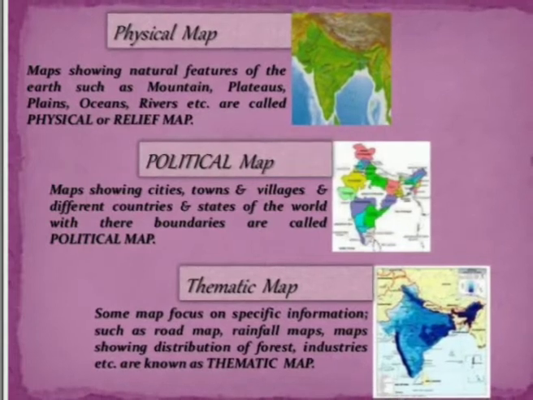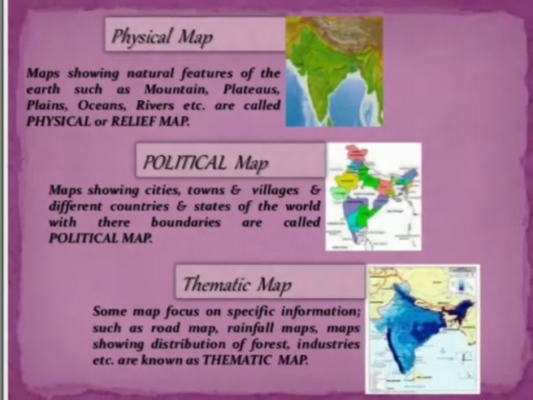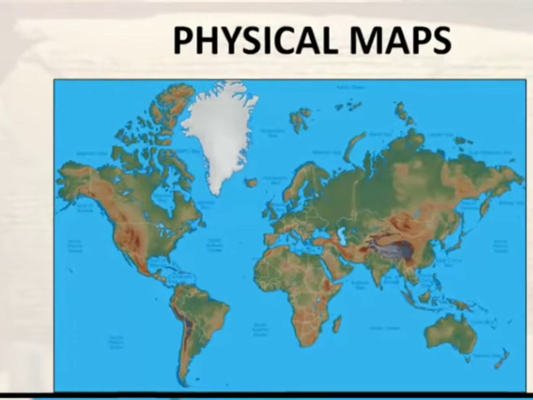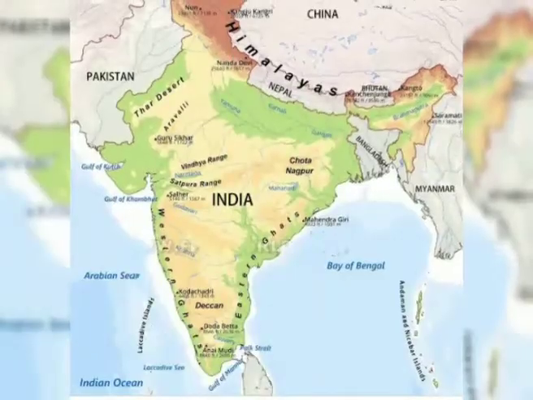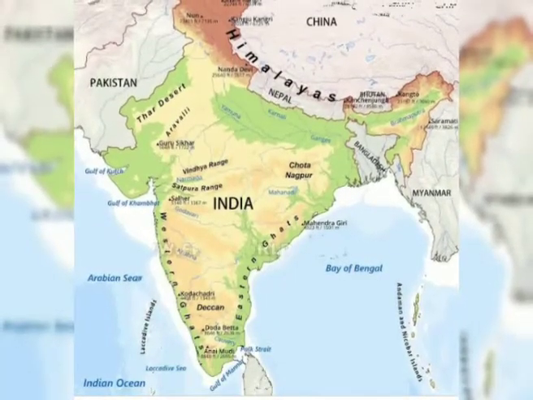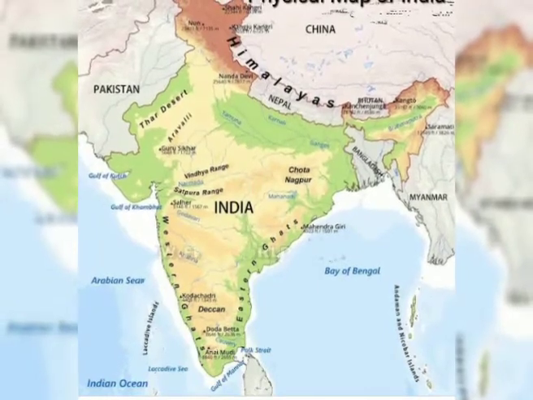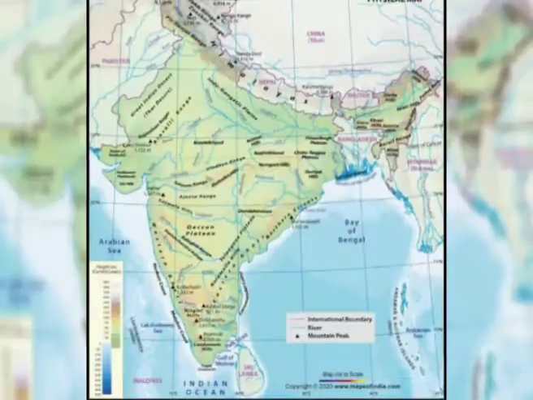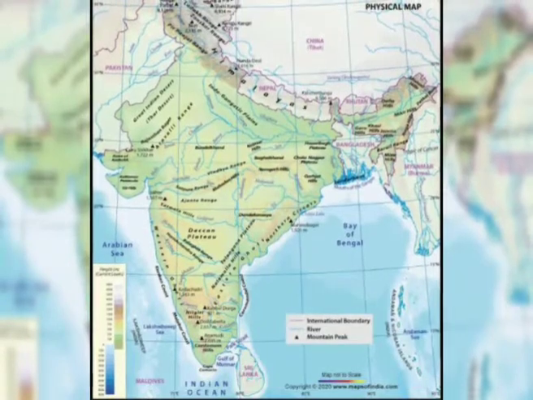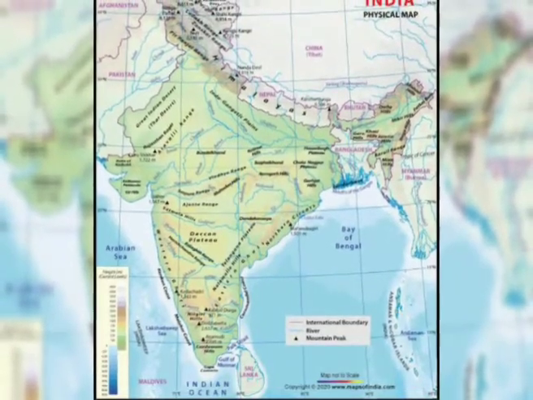One is known as the physical map. Physical maps show the natural features of the Earth's surface, for example, mountains, plateaus, plains, rivers, oceans, etc. This physical map is also known as a relief map.